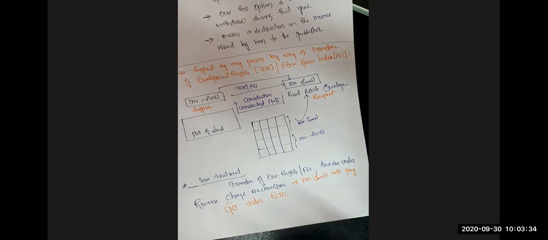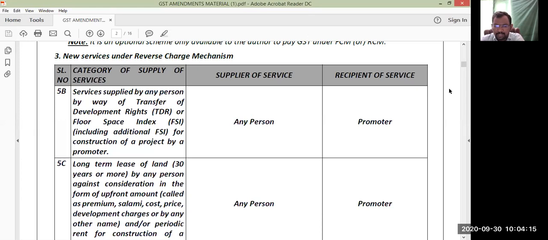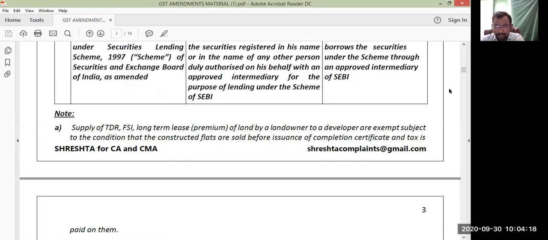Now, you can look into the material. Let me share the material. Services supplied by any person by way of transfer of development rights of floor space index, including additional floor space index, for the construction of a property project by a promoter. Here, the supplier could be any person and the recipient must be a promoter. Then the services are taxable under reverse charge mechanism. And we have some note points for this purpose.